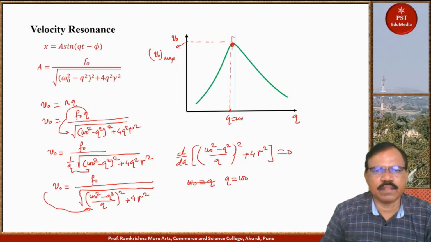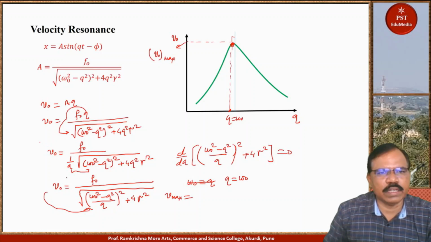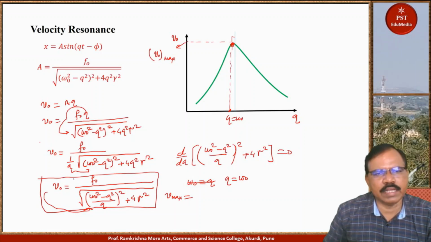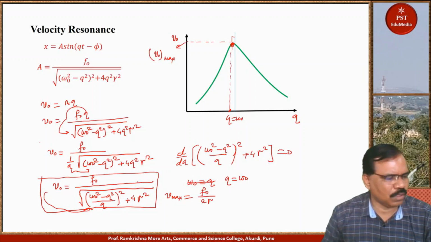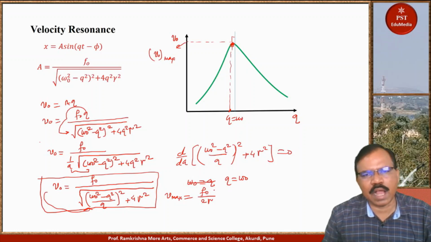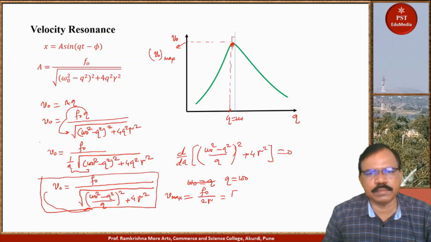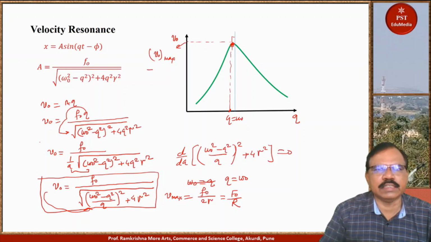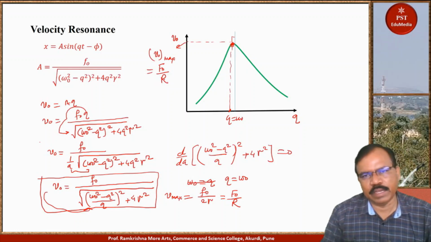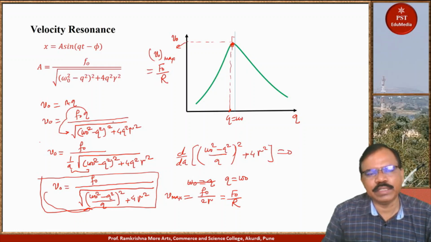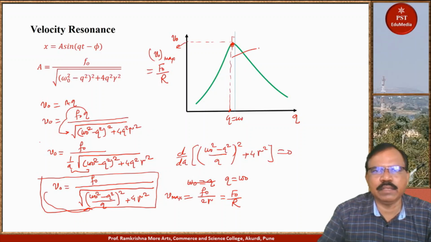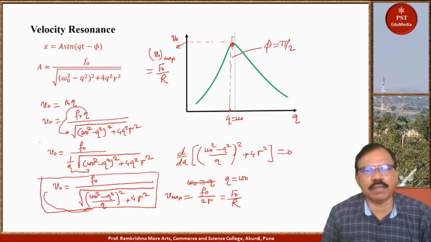Now what is this Vmax? You can find Vmax using q is equal to omega 0. Put q equal to omega 0 here. So the first term in the square root is 0. So we will get F0 upon 2 gamma. If we use 2 gamma is equal to r upon m, we will get this as F0 upon r. So this Vmax is equal to capital F0 upon r. This is the maximum velocity. And what is phi? Phi we know is tan inverse of this. So here at resonance, phi will be pi by 2.